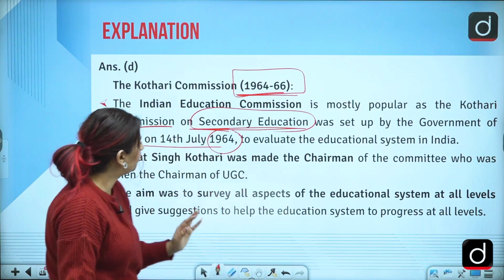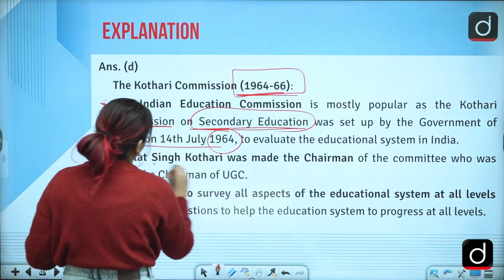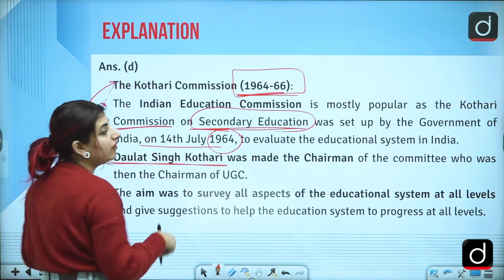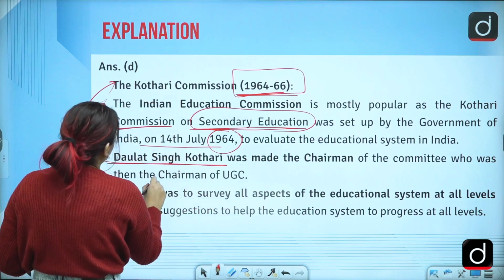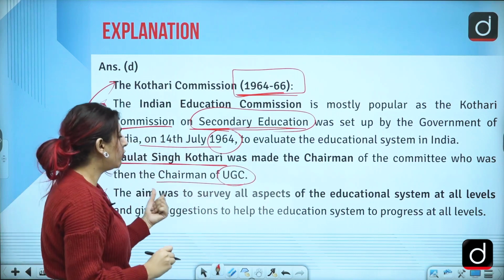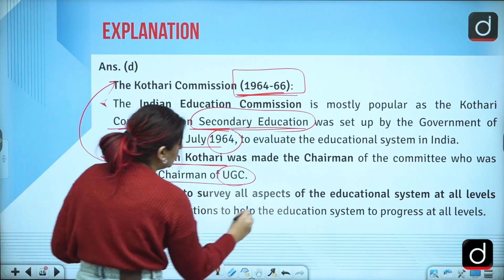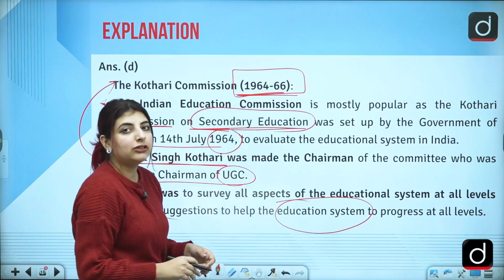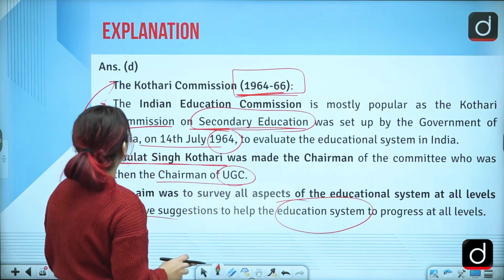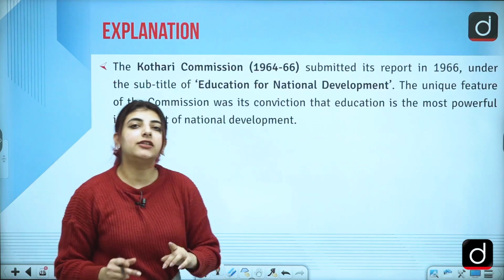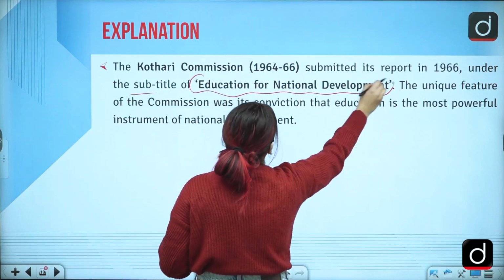To evaluate the educational system in India, Daulat Singh Kothari. Then why is it named Kothari? Because Daulat Singh Kothari was the chairman of this very commission, right? Then the chairman of UGC. The aim was to survey all aspects of the educational system at all levels and give suggestions to help the education system to progress at all levels, with secondary education given the most importance. The Kothari Commission submitted its report in 1966 under the subtitle of Education for National Development.